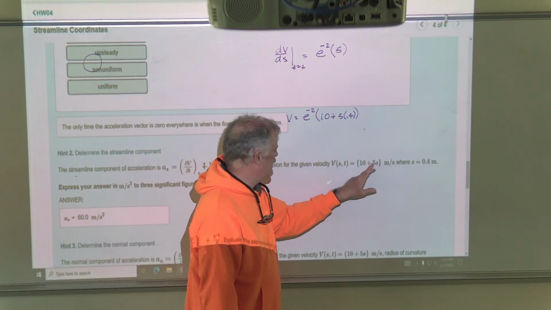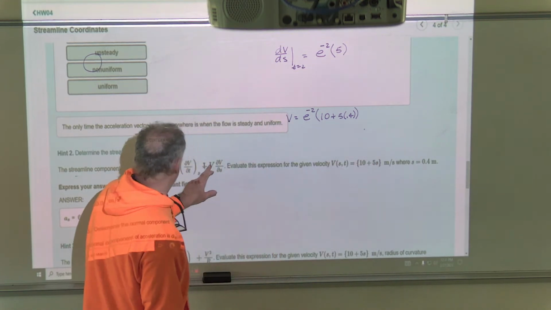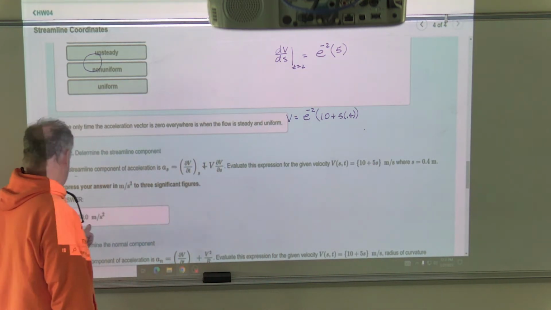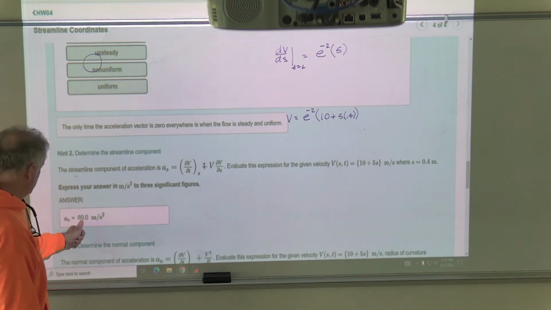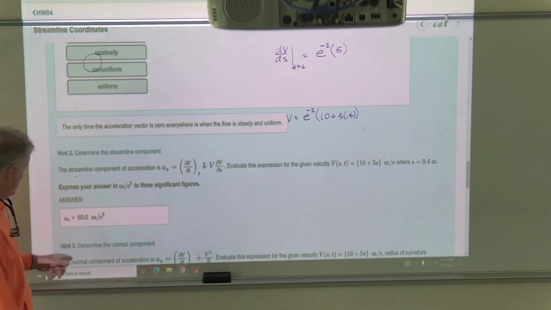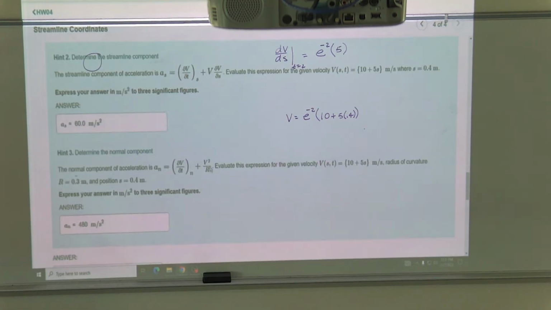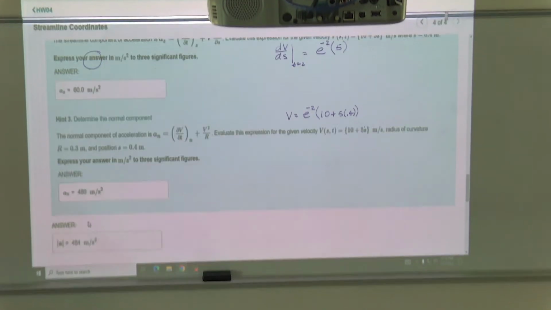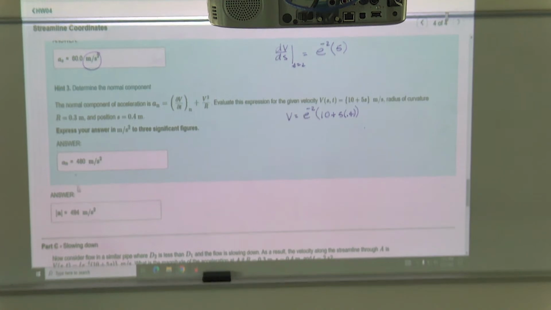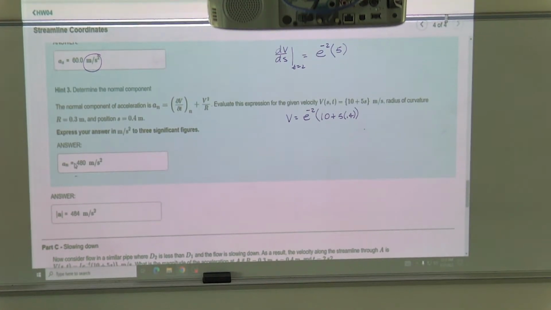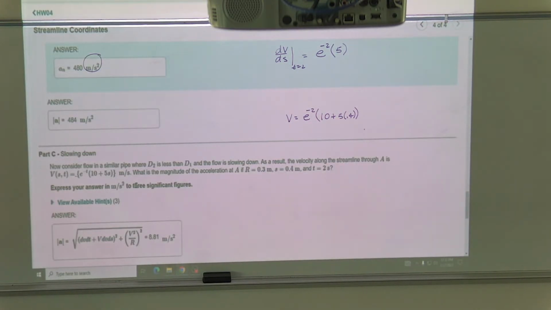When I put in S, that was 12. So this was 12, and that was 5. Gave me back the 60. So the 60, the square root of the squares, gave me the 480. So he has 480. I think I got 480 something. 484. So that's okay. 480 square root of squares and 60 squared. Okay. So now slowing down.